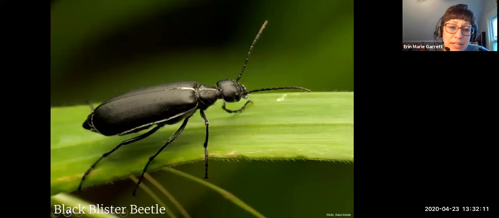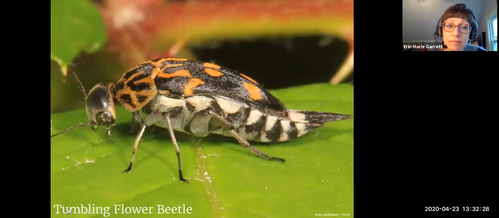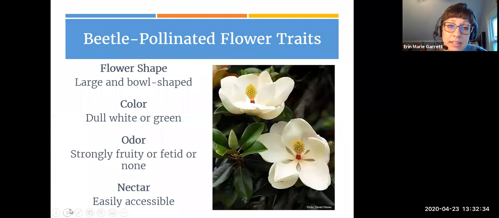Some examples here that we have: black blister beetles. They get their name because they do have a toxin. If this beetle were crushed up against your skin, he has the potential to give you blisters. We've got soldier beetles, also called leatherwings, often very prevalent visitors. And then we've got tumbling flower beetles. So just a little look at their diversity.